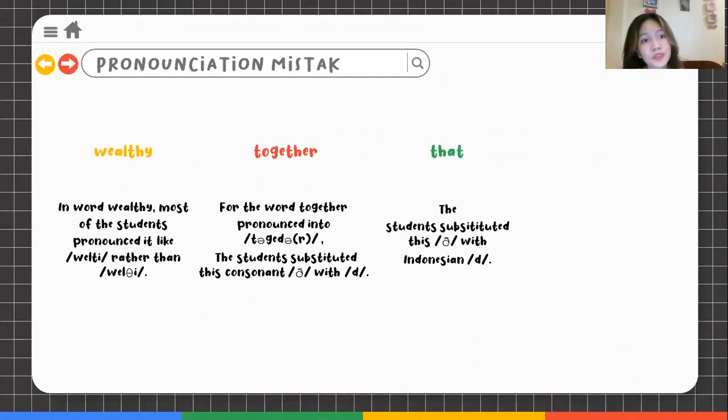Okay, now we enter pronunciation mistakes. There are three examples of pronunciation mistakes. The first one is wealthy. In the word wealthy, most of the students pronounce it with a t sound rather than θ. The second example is together. For the word together, the students substitute the consonant ð with d. And the last one is that. The students substituted ð with the Indonesian d.